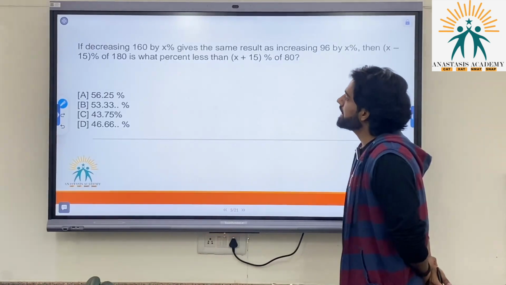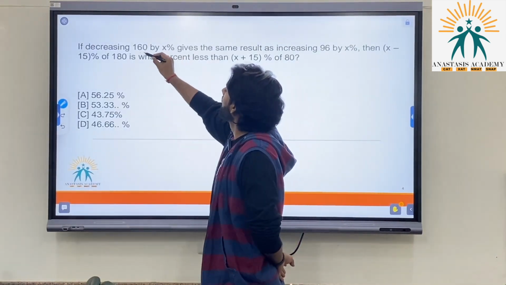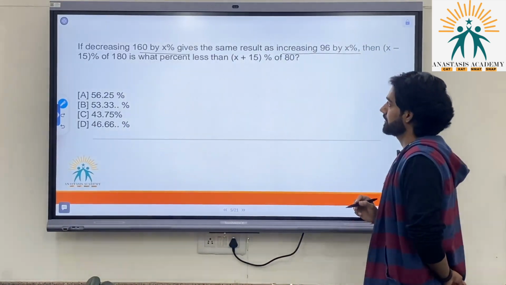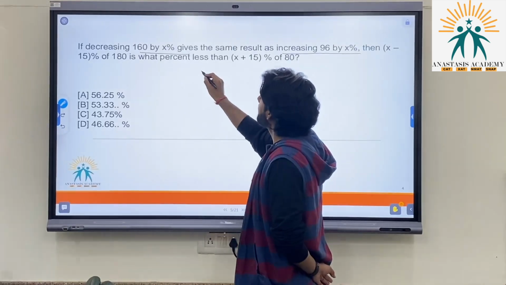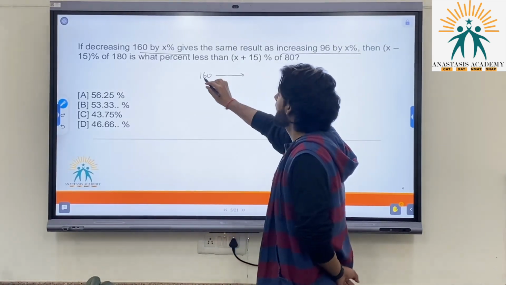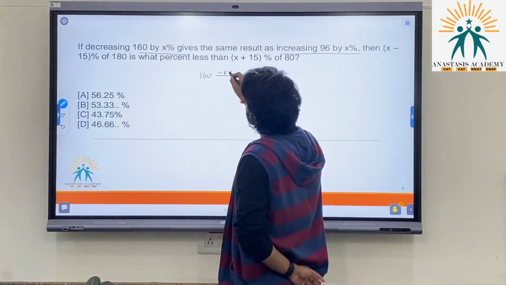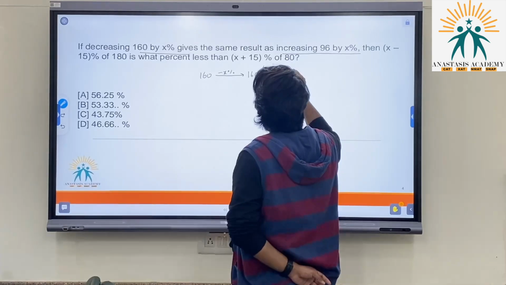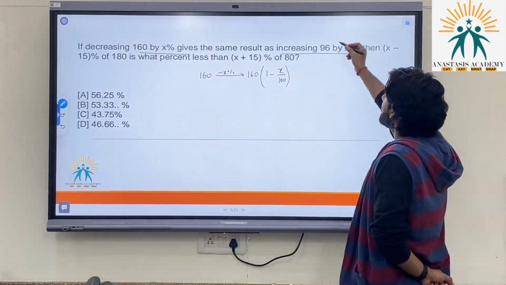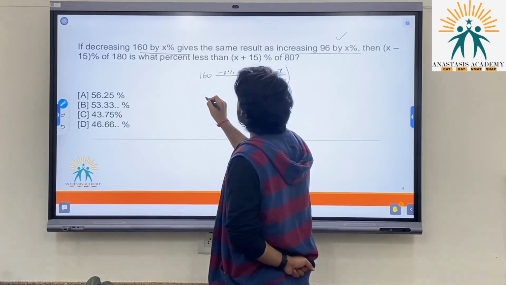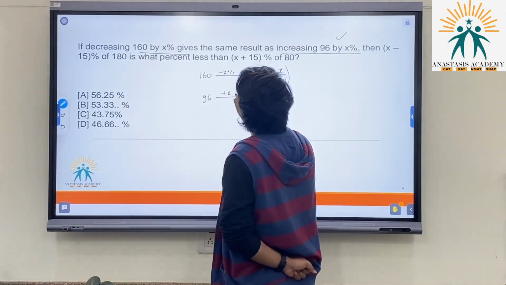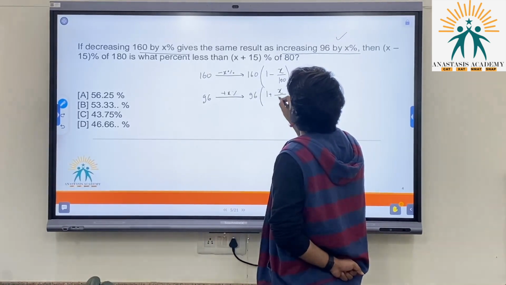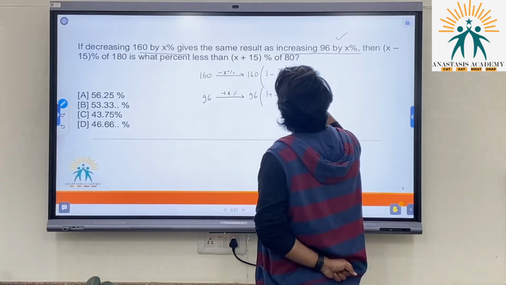Next question is, if decreasing 160 by x% gives the same result as increasing 96 by x%. Okay, so I'm decreasing 160. Let's just understand. I'm decreasing 160 by x%. What do I get? 160(1 - x/100), and it is same as increasing 96 by x%. Okay, so I'm increasing 96 by x%. What do I get? 96(1 + x/100), and both these values are same.